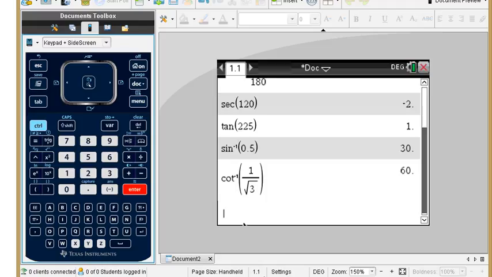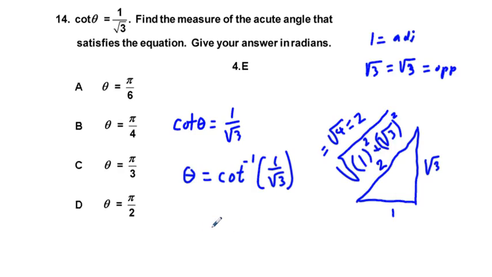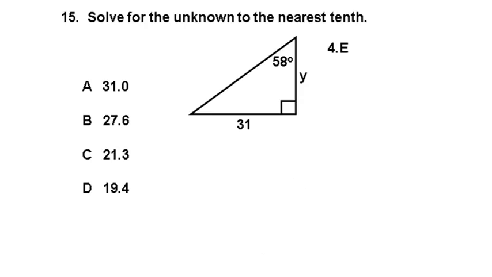Well, 60 degrees will translate into pi over 3 radians. There we go. Problem 15. Solve for the unknown to the nearest tenth.